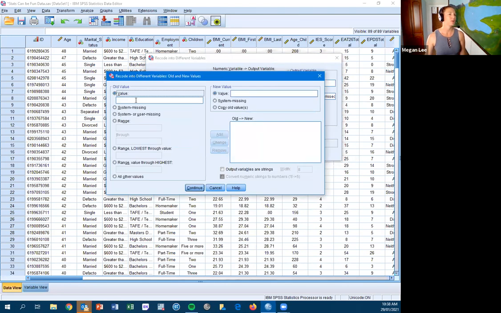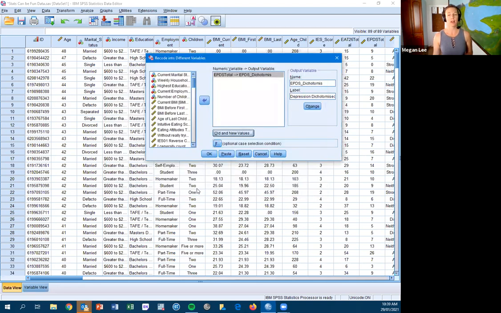Old and new values for this one. So what was the depression scale? It was 0 to 30. Anyone greater than 9. So the range from 0 to 8.99 with a value of 1 was considered to be not depressed. Anyone from 9 upwards was a 2 and was considered to be depressed. Remembering that this is a diagnostic tool, so it actually is measuring depression rather than depressive symptoms.